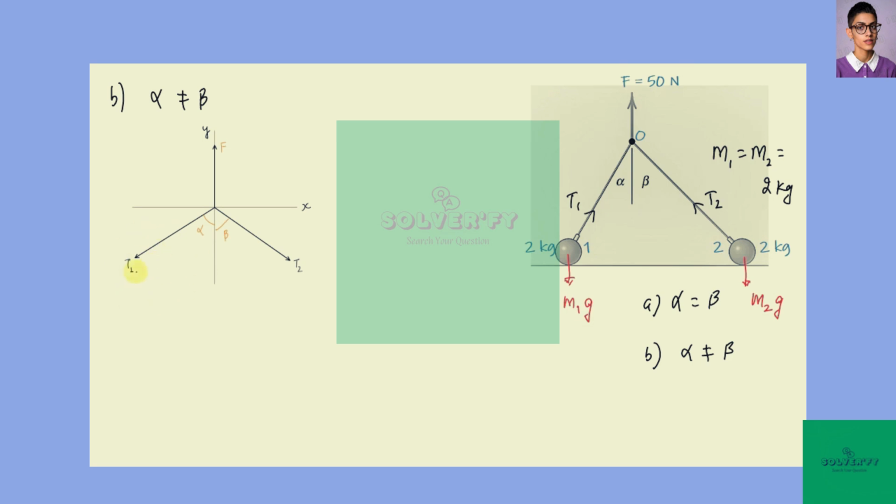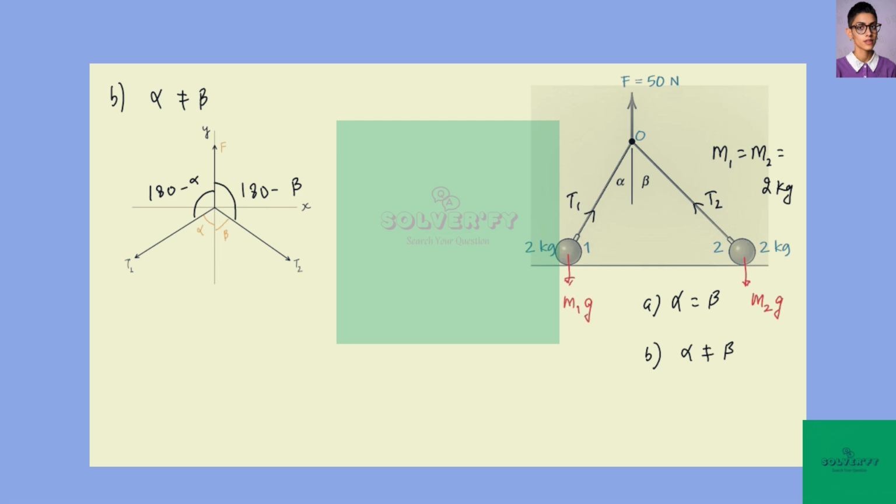So this is the tension force T1 and this is the tension force T2. Now this angle is alpha, so this angle would be 180 minus alpha, because this total angle is 180 degrees. Similarly, this angle would be 180 minus beta.